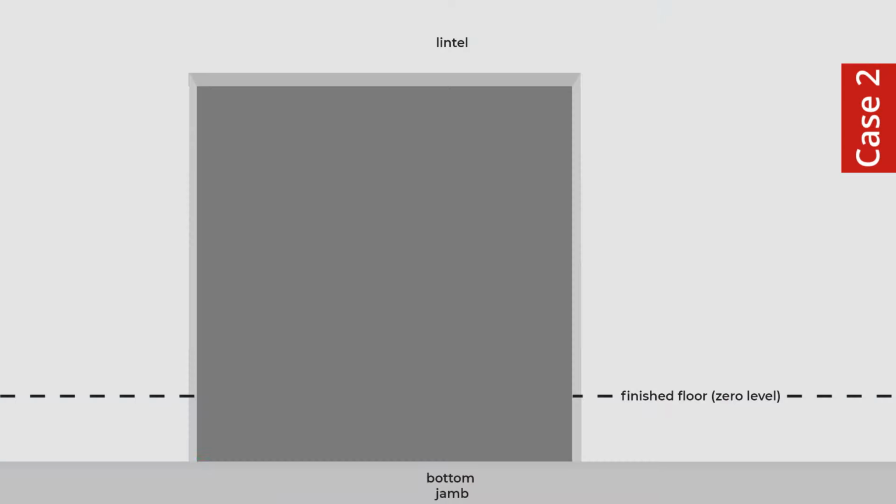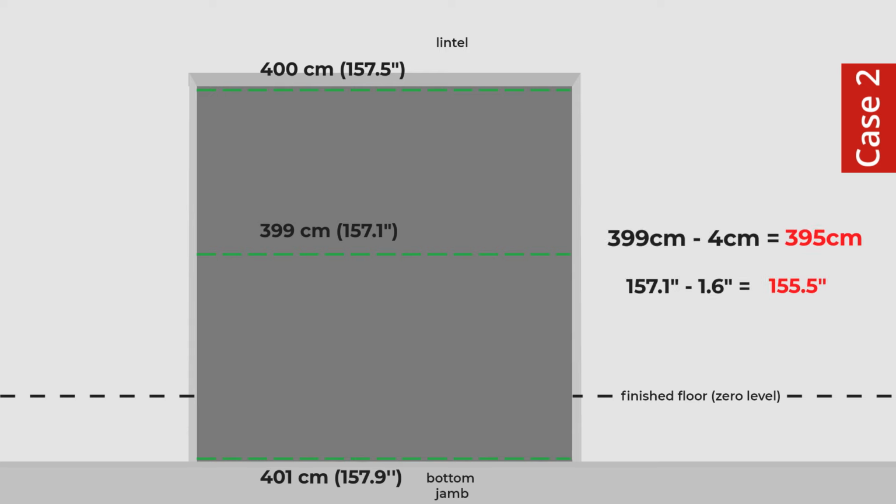To describe the measurement process accurately, we'll use an example. The door opening declared by the investor is 400 cm wide. In practice, the width at floor height is 401 centimeters. At half height, it's 399 centimeters and 400 centimeters near the lintel. The door will therefore be 399 centimeters minus 4 centimeters equals 395 centimeters wide.